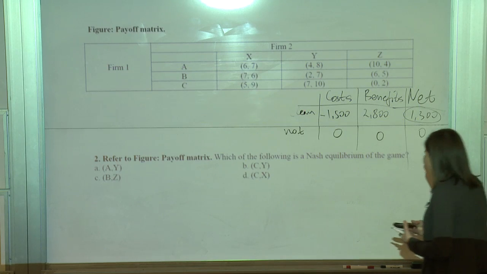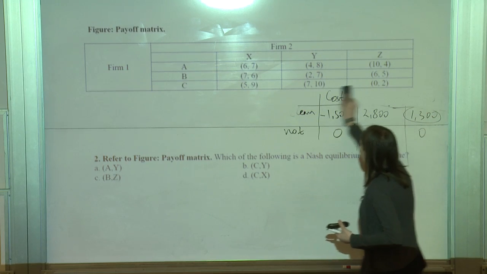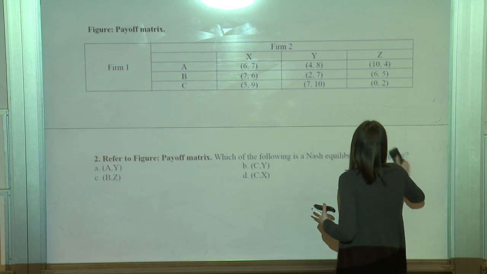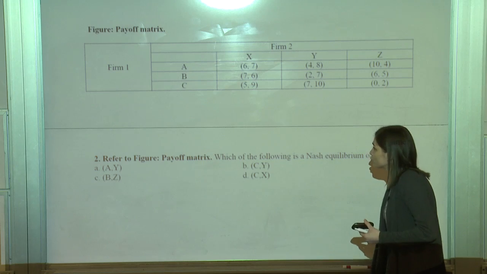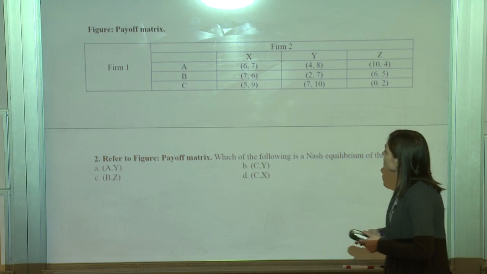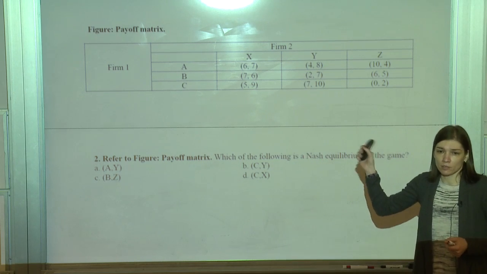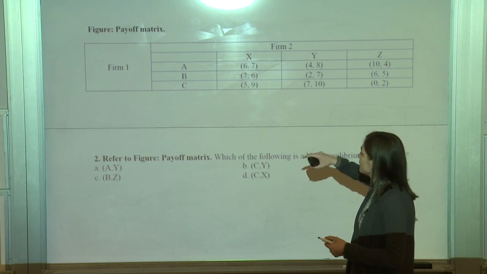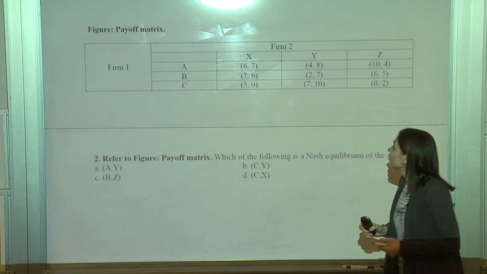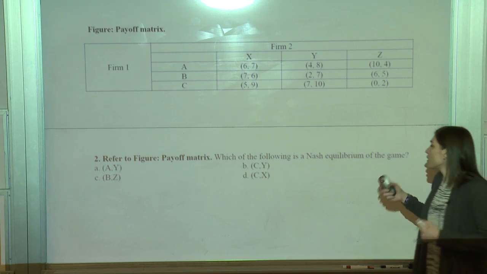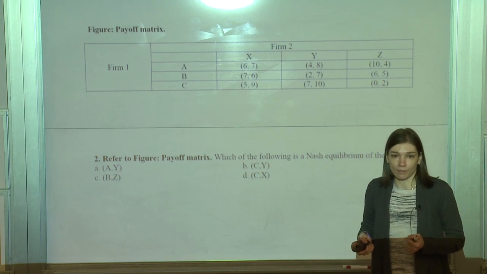All right, so the second question: we have a payoff matrix. We have two parties, firm 1 and firm 2. Each of them has three possible strategies. For firm 1, that's A, B, C, and for firm 2, that's X, Y, Z. The question is, which one of the following is a Nash equilibrium of the game?